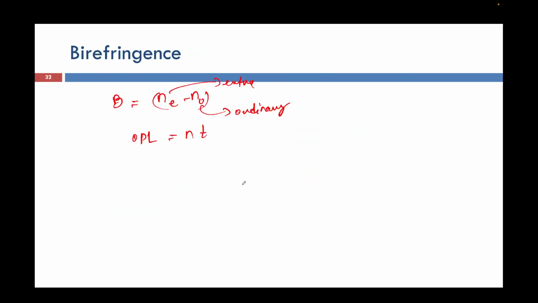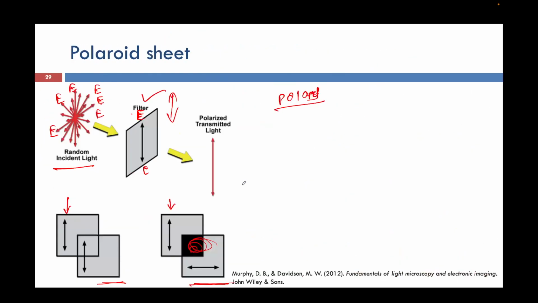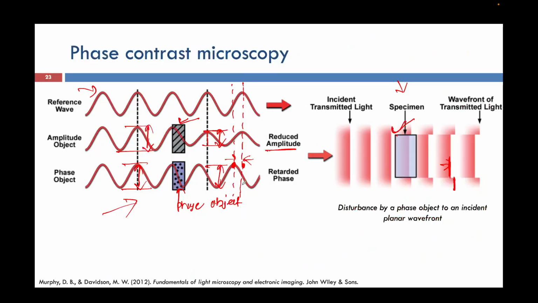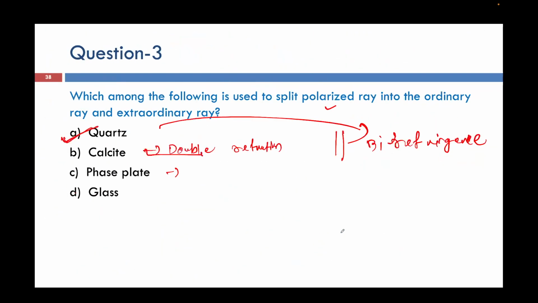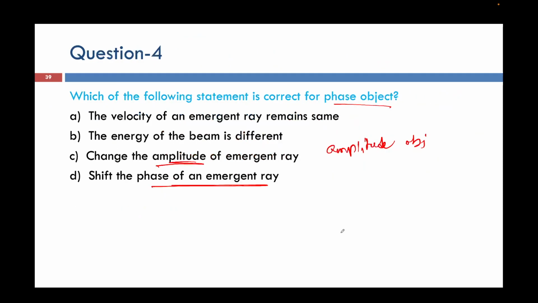The phase object shifts the phase of an emergent ray, right? If you remember, an amplitude object will reduce the amplitude, while a phase object will retard the phase. That means it will decrease the phase. So the phase object will shift the phase of an emergent ray. Here the phase object is mentioned, so D will be the correct answer. Velocity of the emergent ray is not true. Energy of the beam is different is not true. Shift the phase of the emergent ray is the correct answer.